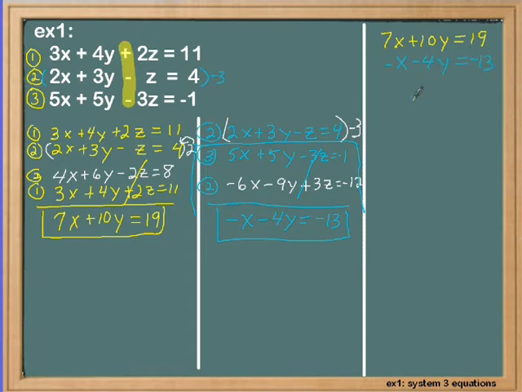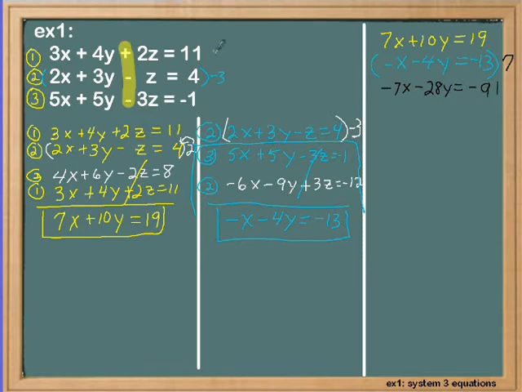And I know how to solve these. I'm simply going to take, I think I'm going to eliminate the x's and just multiply the second equation by a 7. So when I do that, I get 7 times a negative 1 is a negative 7x, negative 28y, and 7 times a negative 13 is a negative 91.